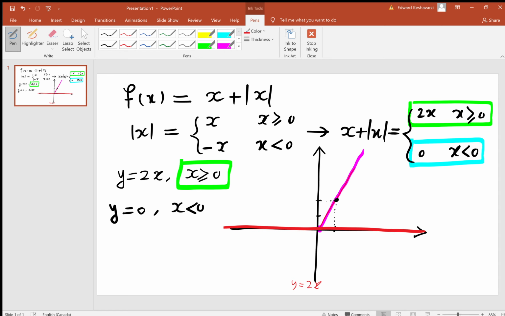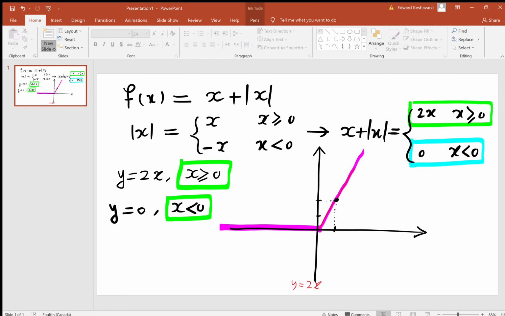However, we do not need the entire x-axis because we have restriction here, which is x less than 0. Obviously, this part of the x-axis has x less than 0. Therefore, we need to erase the other part. There we go. What remains here, that red one, is the graph of y or f of x equals x plus the absolute value of x.